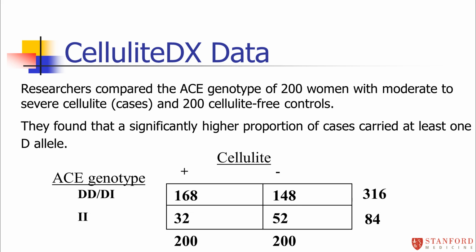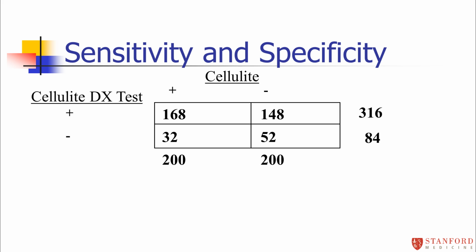They sampled 200 cases, women who have moderate to severe cellulite, and 200 controls, women who did not have moderate to severe cellulite. And then they tested them for this particular genotype. If you carried a D allele, that was associated with a significantly higher risk of having moderate to severe cellulite in this case control study. Here are the numbers. When you get a positive on the Cellulite DX test, all that means is that you carry a D allele. Again, the same numbers are used: if you have a positive on the Cellulite DX test, that's the same as having this genetic allele.